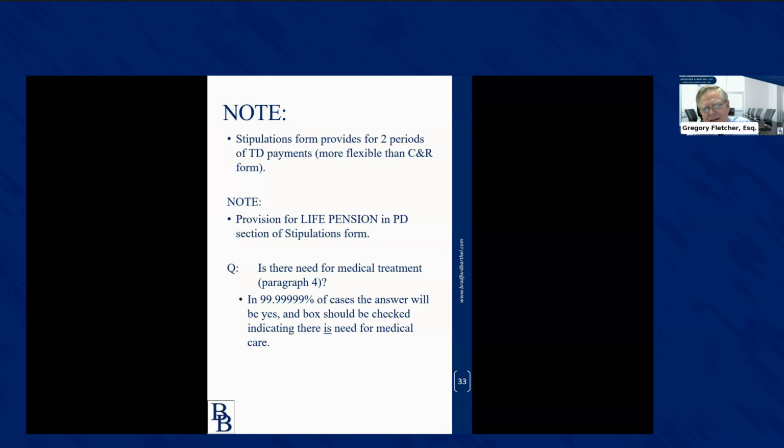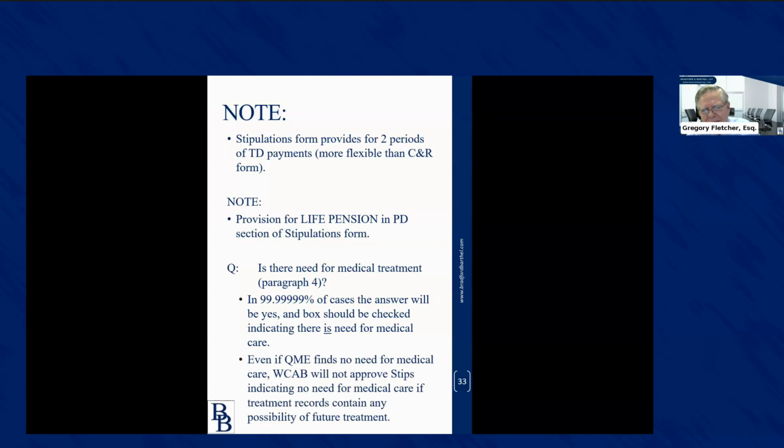Those of us who've been around as long as me remember there used to be a box that said there may be need. That was sort of problematic because what does that mean? But we love checking that one. That's the one I always checked. All right. Again, if the treatment records contain any hint of a possibility of future treatment, or even if the QME hints at it, or if the language is ambiguous, it's very difficult to get a judge to sign off on a settlement with no medical care, and you're not paying for that. In a C&R, you're paying for the medical care that's estimated. The STIP, it's either left open or it doesn't exist.